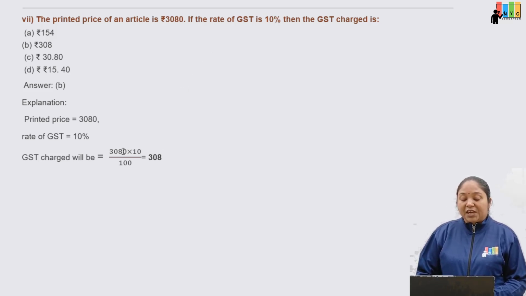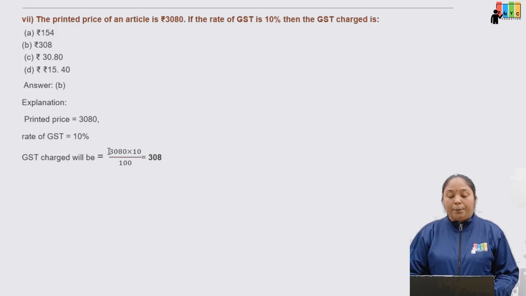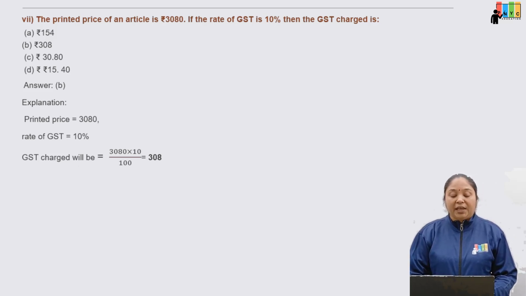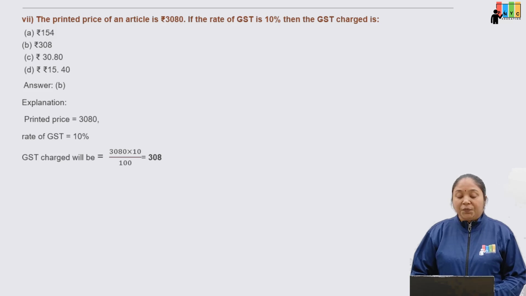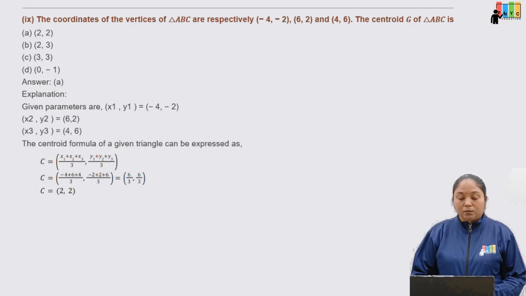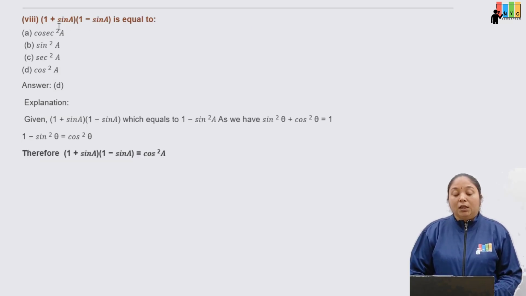So GST charge, we'll put it in a formula. What is the formula for this? Here printed price into rate, that is 10% upon 100. So what we get? 308. Rupees 308 is the GST charge. Option number B is the correct option. Now let's see question number 8. Question number 8 is from trigonometry.